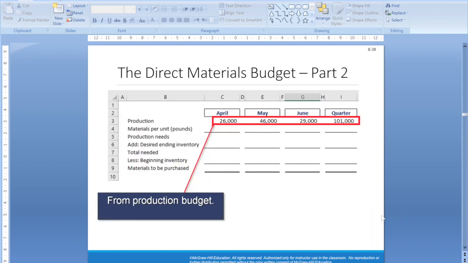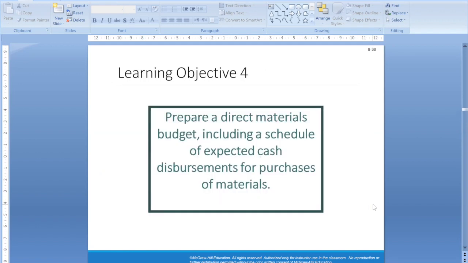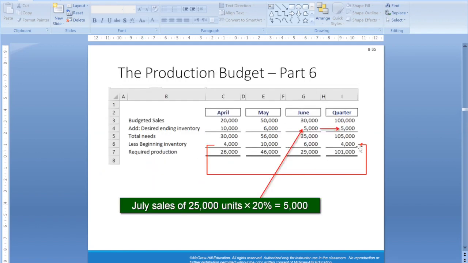We'll start with the production budget, or the first line in the direct materials budget will be the last line of the production budget. So these numbers come from the production budget. April, we will have 26,000, May 46,000, June 29,000, and the total is 101,000. This comes from here, which is the last line of the production budget.